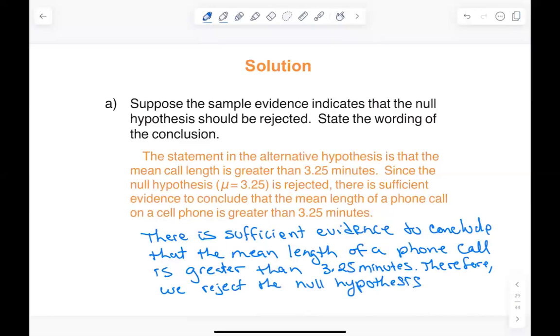It's still a lot of words, but it's not quite as bad as the other one. You don't need to completely restate your null and alternative hypothesis. Just state that there is evidence to conclude that the mean length is greater than whatever. Make sense? Good. Okay. I know it's a lot of words, and I think that textbook writers get paid by the word. So, I mean, not really, but it seems like it.